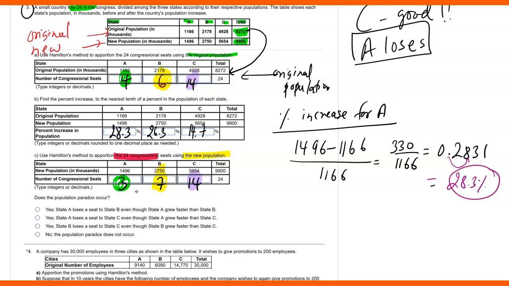The answer is yes. State A loses the seat to state B, even though state A grew faster than state B. But not about C. Nothing happened to C. C is good, but only state A loses the seat to state B. Actually, A loses and B gains one more, right here. So that's the paradox.